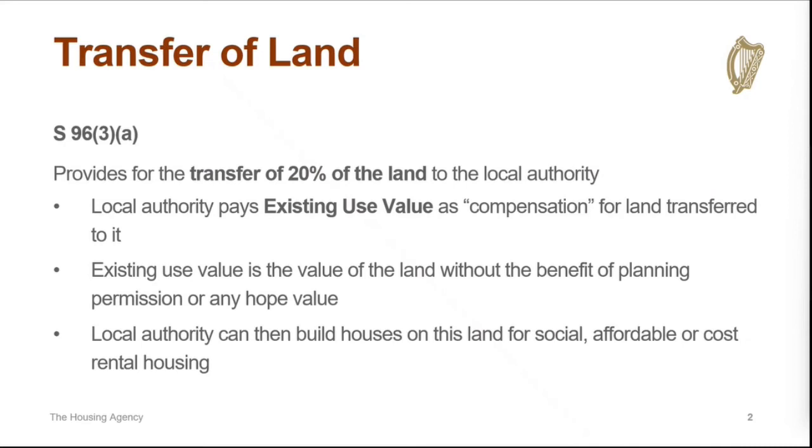The primary option to comply with Part 5 is the transfer of land, and this falls under Section 96(3)(a) of the Act. It provides for the transfer of 20% of the land to the local authority. Under this option, the local authority pays existing use value as compensation for the land transferred to it. Existing use value refers to the value of the land without the benefit of planning permission or any hope value. The local authority can then use this land to build and deliver social, affordable purchase and cost rental housing.